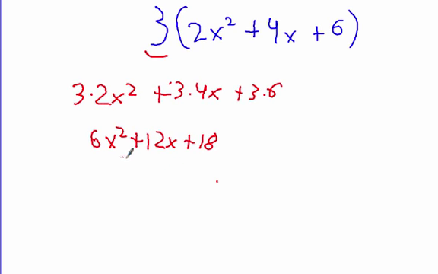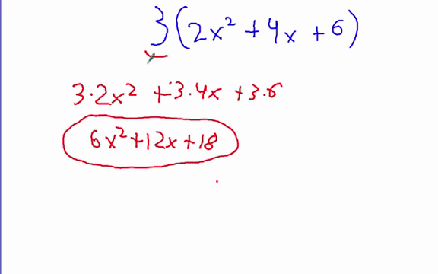So now I look and I see, do I have any like terms that I can combine? Well, I see x squared, x, and then just 18, no like terms. So I've simplified this as far as it can go. So 3 times 2x squared plus 4x plus 6 simplifies out to 6x squared plus 12x plus 18. Pretty simple, just use the distributive property to solve.